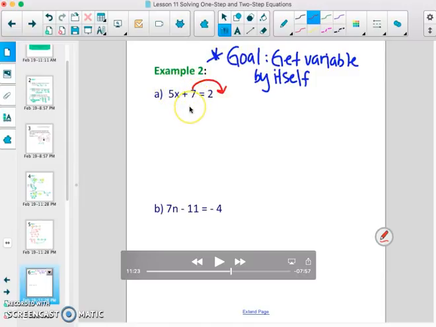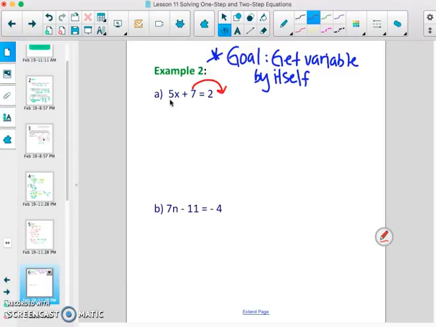And so when we're doing something like that, the way I think about it is if we can't get the x by itself just yet, what's the next closest thing? And that's to get the 5x by itself. That's the closest thing to the x, so we're going to work towards getting the x by itself, but first we're going to get rid of this 7 here.